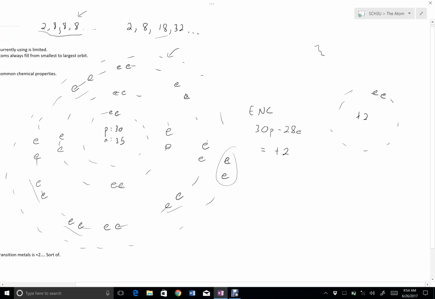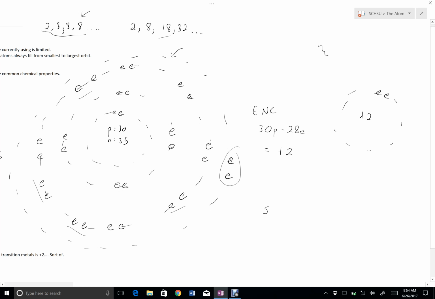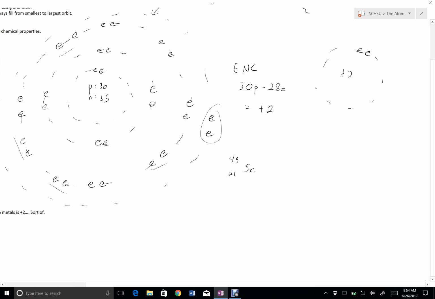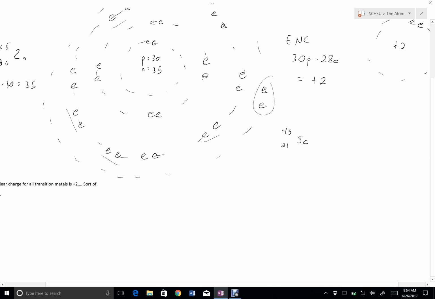Now let's do another transition metal and see how it's different. Let's go with the smallest one we can do to try and speed this along. Scandium. Scandium has an atomic number of 21 and an atomic mass of 45. So it has 21 protons and 45 minus 21, 24 neutrons. And again, we'll start it off neutral.